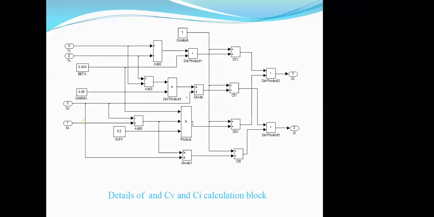After that, for CV, as we have discussed, what is CV? CV is CTV into CSV. CTV into CSV, we get CV. And for CI, we get CTI into CSI, we get CI. So similarly, here we are able to get CV and CI.